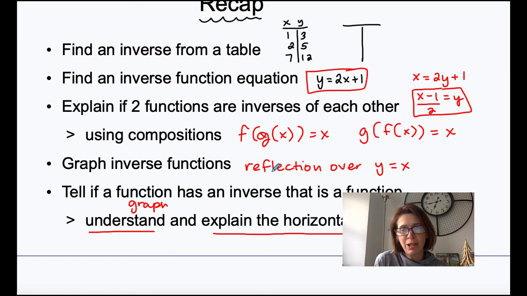So that's just a little bit about inverse graphs, okay? Again, they reflect over the line y equals x. It's a beautiful, nice symmetry within that line. And I want you to be able to explain to me tomorrow why the horizontal line test makes sense, okay?